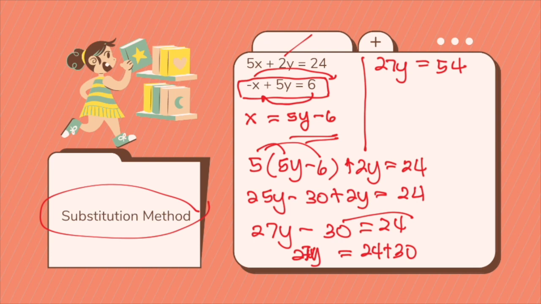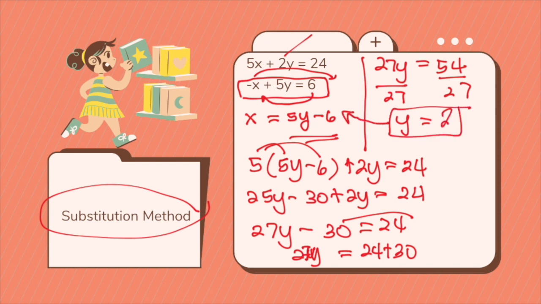Now, the next step that you have to do here is divide the whole equation by 27. So divided by 27, divided by 27. So 27 divided by 27 will be y, or 1. And then you have 54 divided by 27 will be 2. Therefore, y is equal to 2.